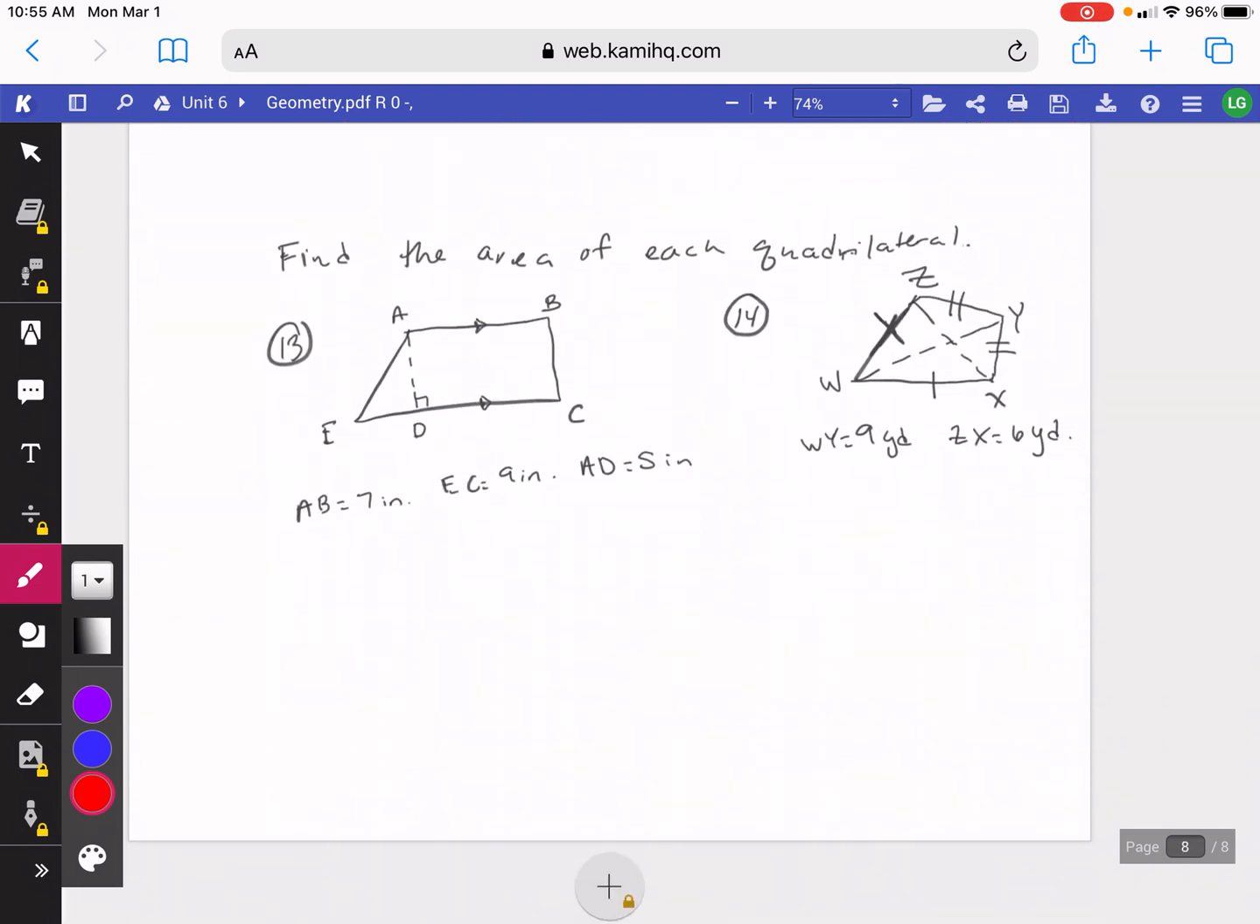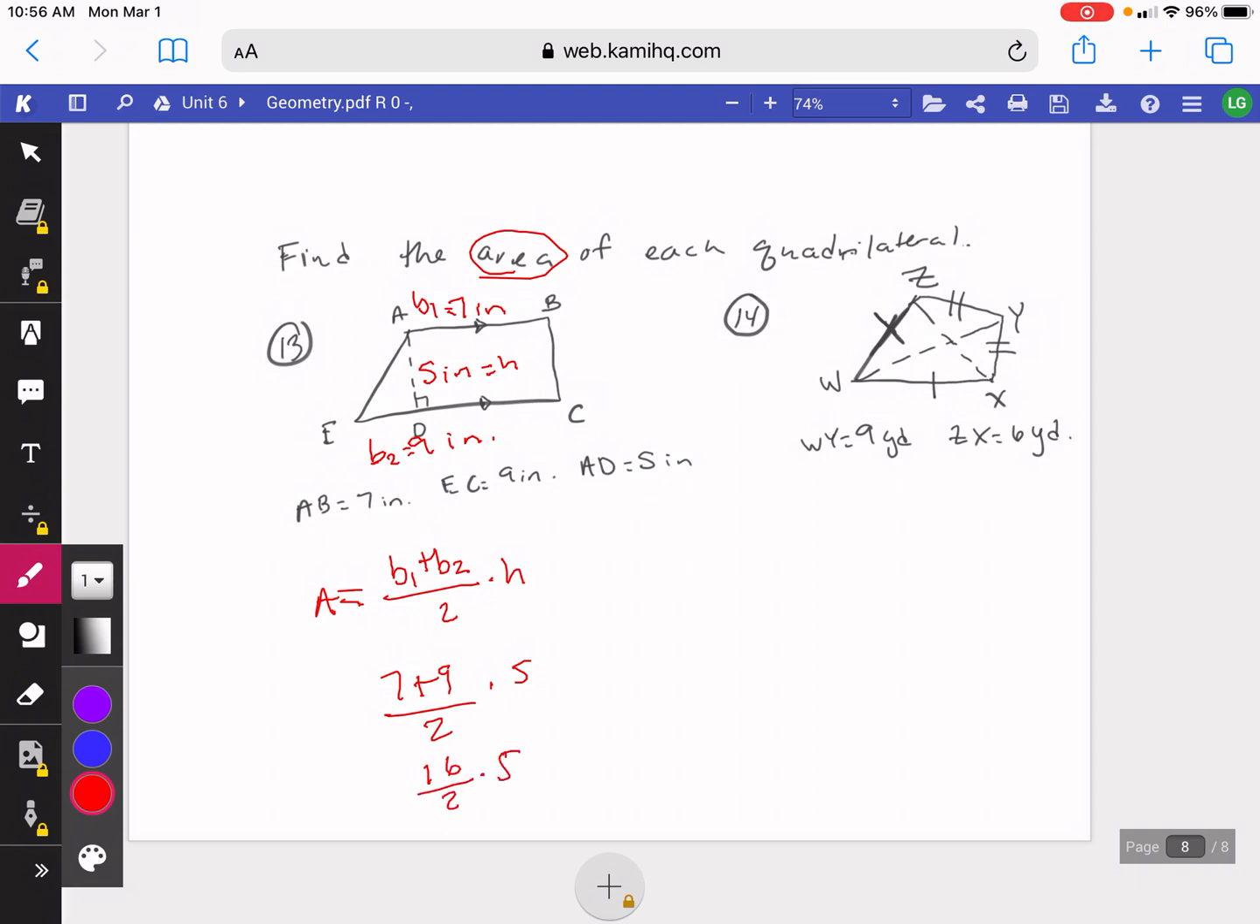And then in the last topic, we learned about area. So when you have a trapezoid, to get the area, you do base 1 plus base 2 divided by 2 times the height. So here in our picture, AB is 7 inches, EC is 9 inches, and AD is 5 inches. These are my two bases, and this is my height. So I can plug those into the formula, and I can start simplifying to get my answer. 16 divided by 2 is 8, and 8 times 5 is 40. We want to include units since the area is squared. So my units for this one would be inches squared.